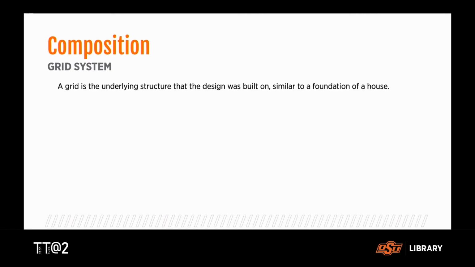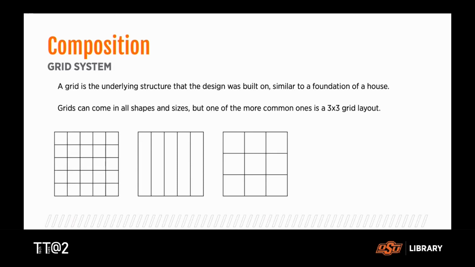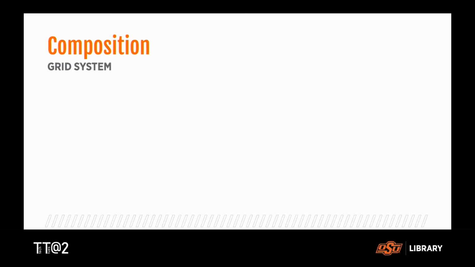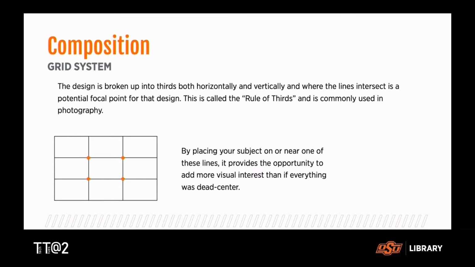A grid system is probably one of the more important pieces of this puzzle. A grid is the underlying structure that the design was built on, similar to the foundation of a house. Grids can come in all shapes and sizes, but one of the more common ones is a 3x3 grid layout. This is where the grid is broken up into thirds, both horizontally and vertically, and where the lines intersect is a potential focal point for that design.